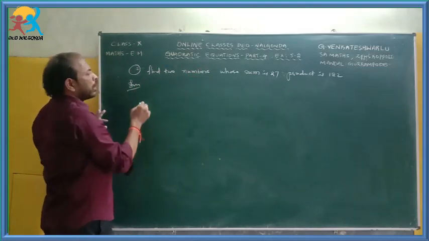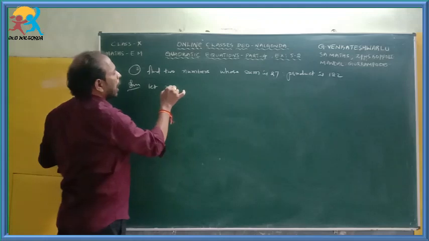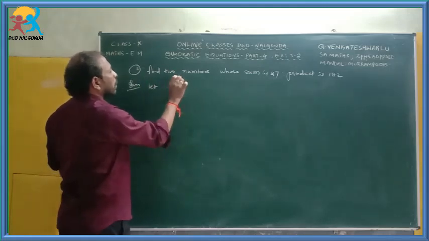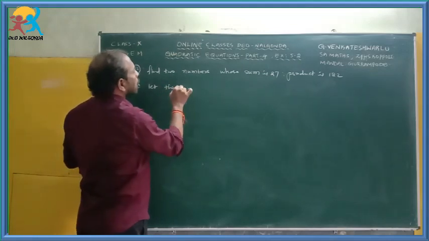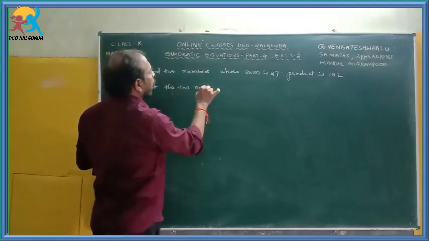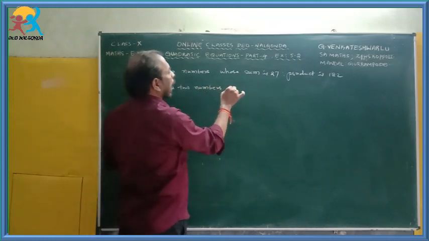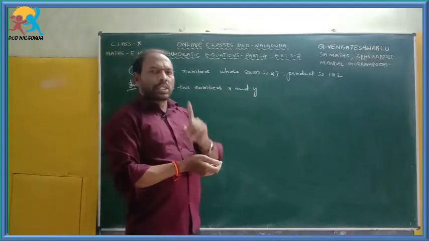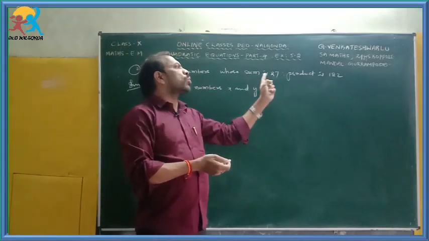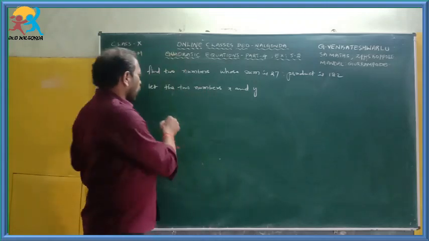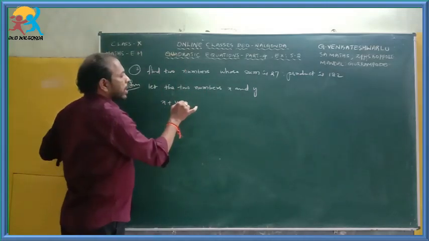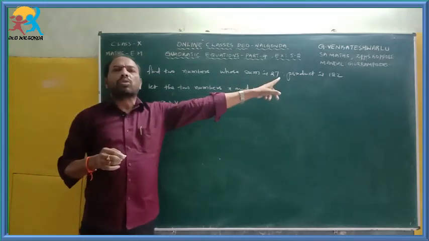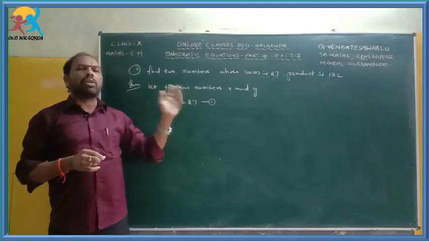According to the given statement, let x, y be taken as two numbers. Let the two numbers be, what do we assume, Nana, x and y. Here the required two numbers are x and y. First condition, the sum of these two numbers is given as 27. x plus y is equal to 27. According to the first statement, the sum of the two numbers is 27, means x plus y is equal to 27.